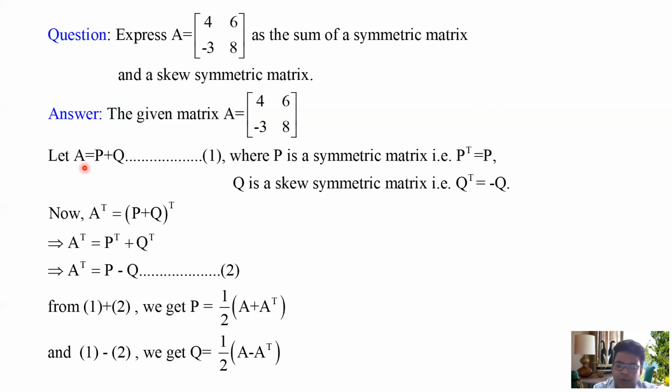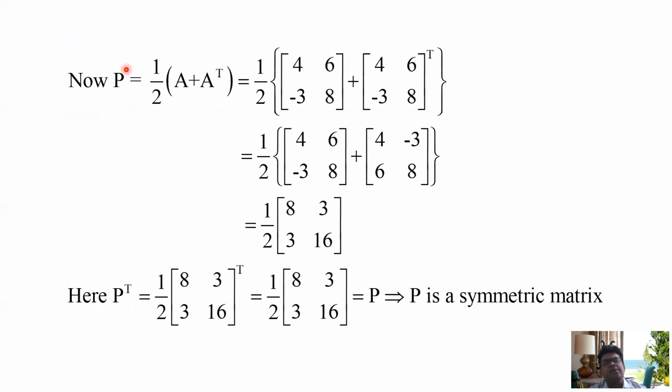So P is equal to half of A plus A transpose. What is A? 4 6 minus 3 8. Plus 4 6 minus 3 8 transpose. Now what you have, 4 6 minus 3 8, you reverse it, that is this row is converted to a column, that is 4 minus 3 and 6 8. When you add all together, with half kept outside, we have 8 3 and 3 16, that is P is equal to this.